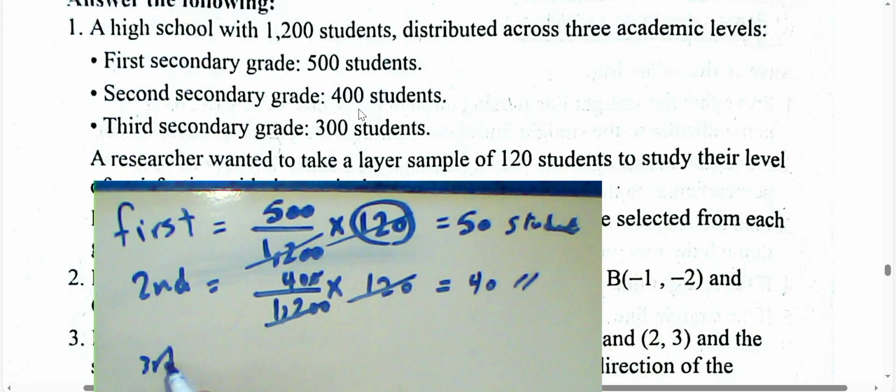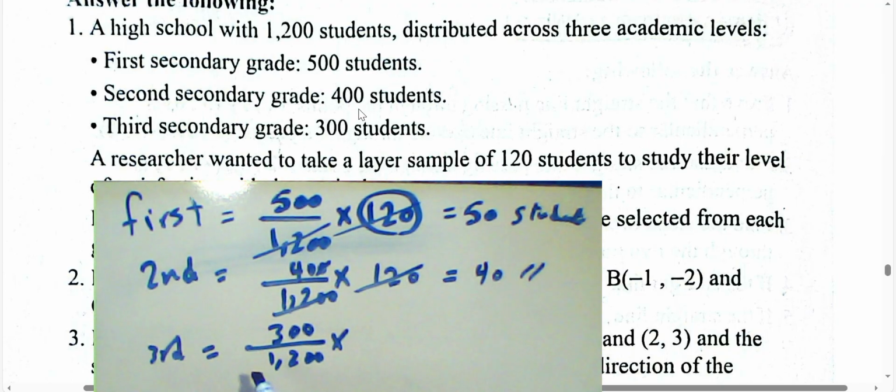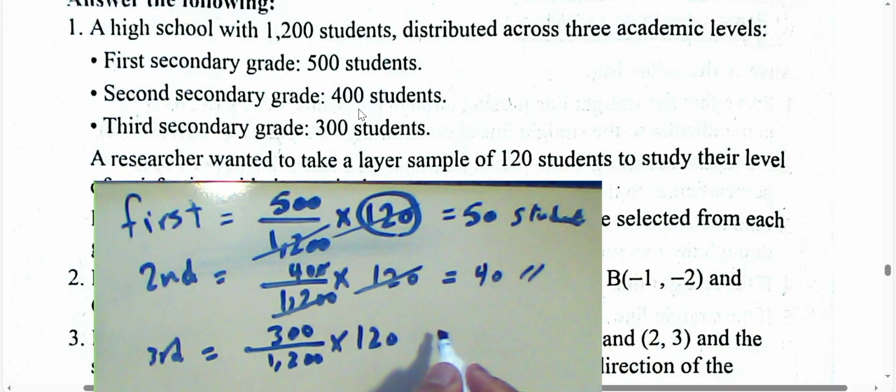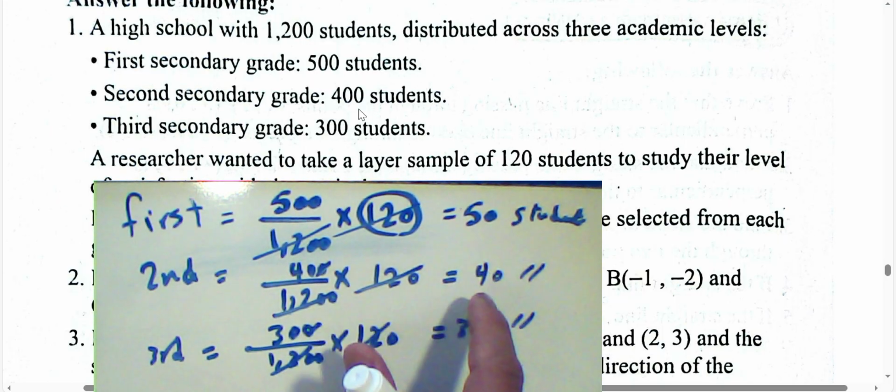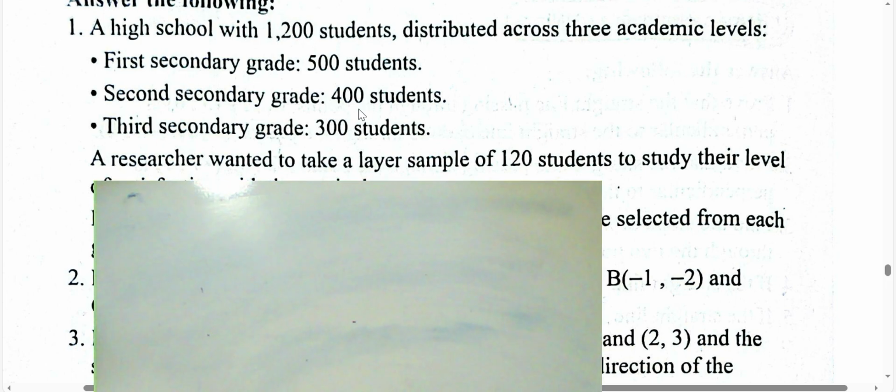And third grade, we can write the number of students in third grade 300 over the total number 1,200, multiplied by the volume of the sample 120. Then the result will be 30 students. Then from first grade 50 students, second 40 students, and third grade 30 students. Next question.